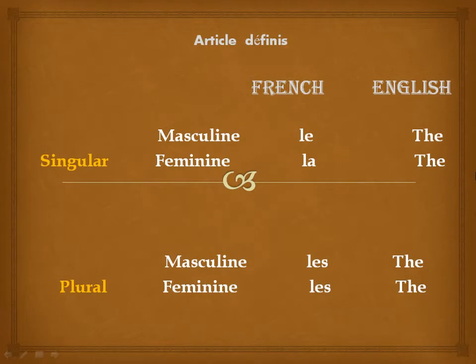Article défini, definite article. In English, we use "the" for masculine, feminine, and plural. But in French, we have three different articles for masculine, feminine, and plural. For masculine, we use le. For feminine, we use la. For masculine and feminine plural, we use les. One thing you need to remember is that when we talk about plural in French, most of the time, masculine and feminine take the same form. In this case also, you can see that masculine and feminine take the form of les.